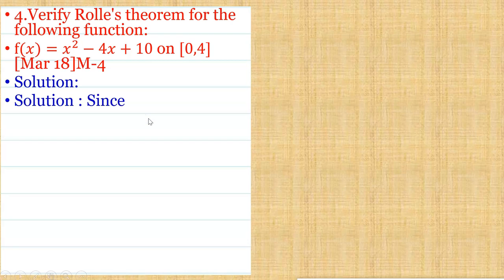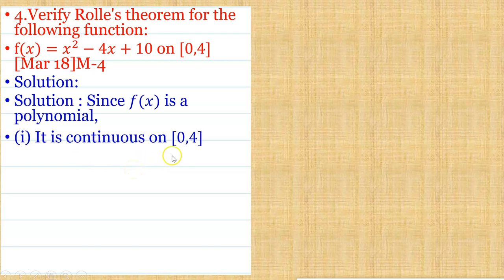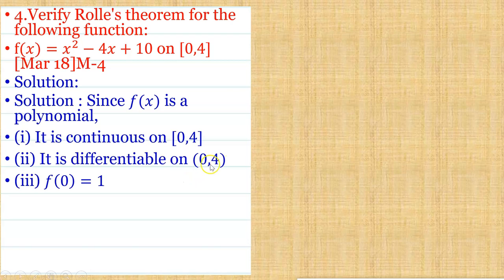Now the solution. f of x is a polynomial function, therefore it is continuous on closed interval 0 to 4 and differentiable on open interval 0, 4. For the value of f of 0, if x is replaced by 0 we get 10. And f of 4, x is replaced by 4, means what? 4 square, 4 into 4 minus 16, plus 10; plus 16 minus 16 get cancelled. Overall the value of f of 4 comes to 10.